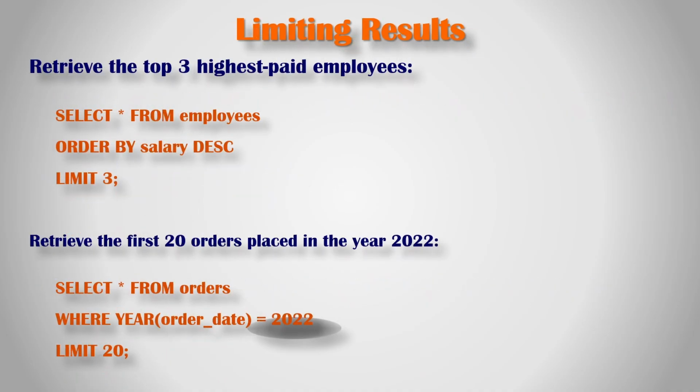Retrieve the top 3 highest paid employees: SELECT * FROM employees ORDER BY salary DESC LIMIT 3. Retrieve the first 20 orders placed in the year 2022: SELECT * FROM orders WHERE YEAR(order_date) = 2022 LIMIT 20.